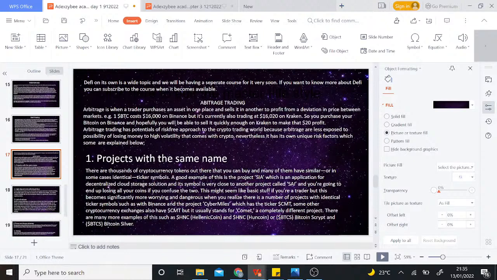So there's a $20 difference. You can buy from Kraken and go and sell it to Binance. Do you understand? Since there's this difference, you make a profit of $20.